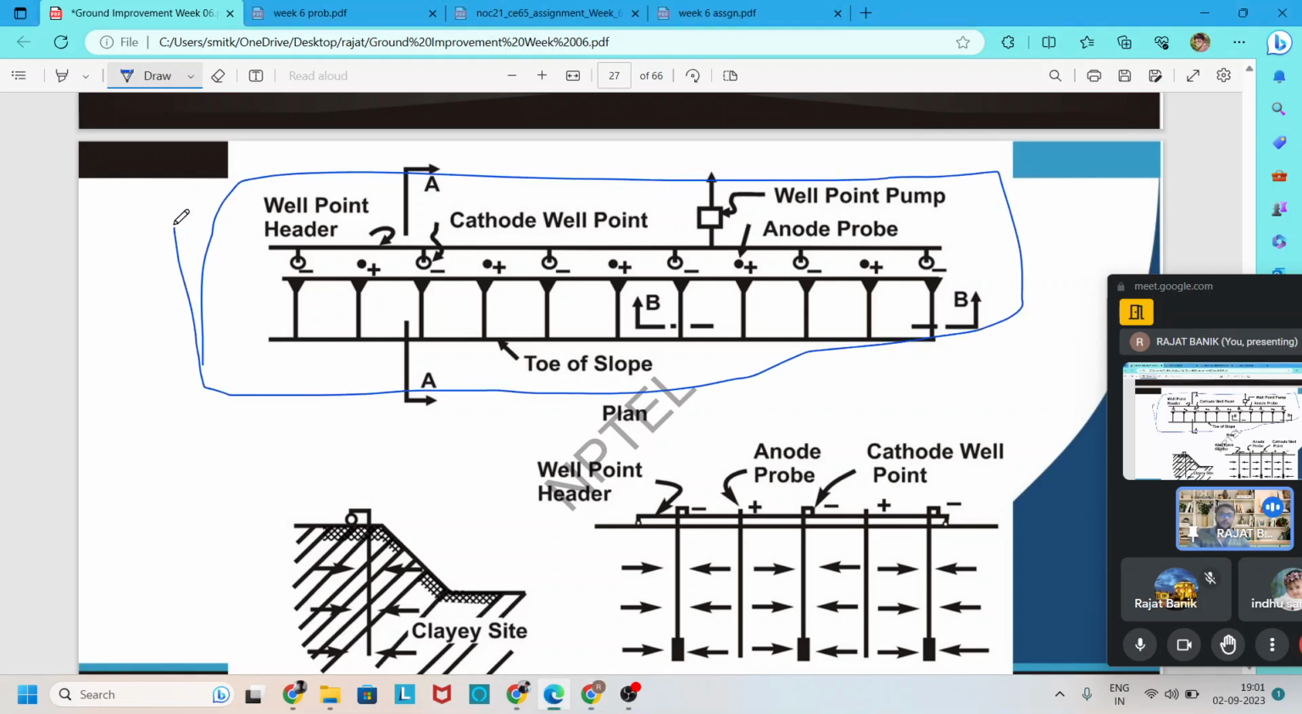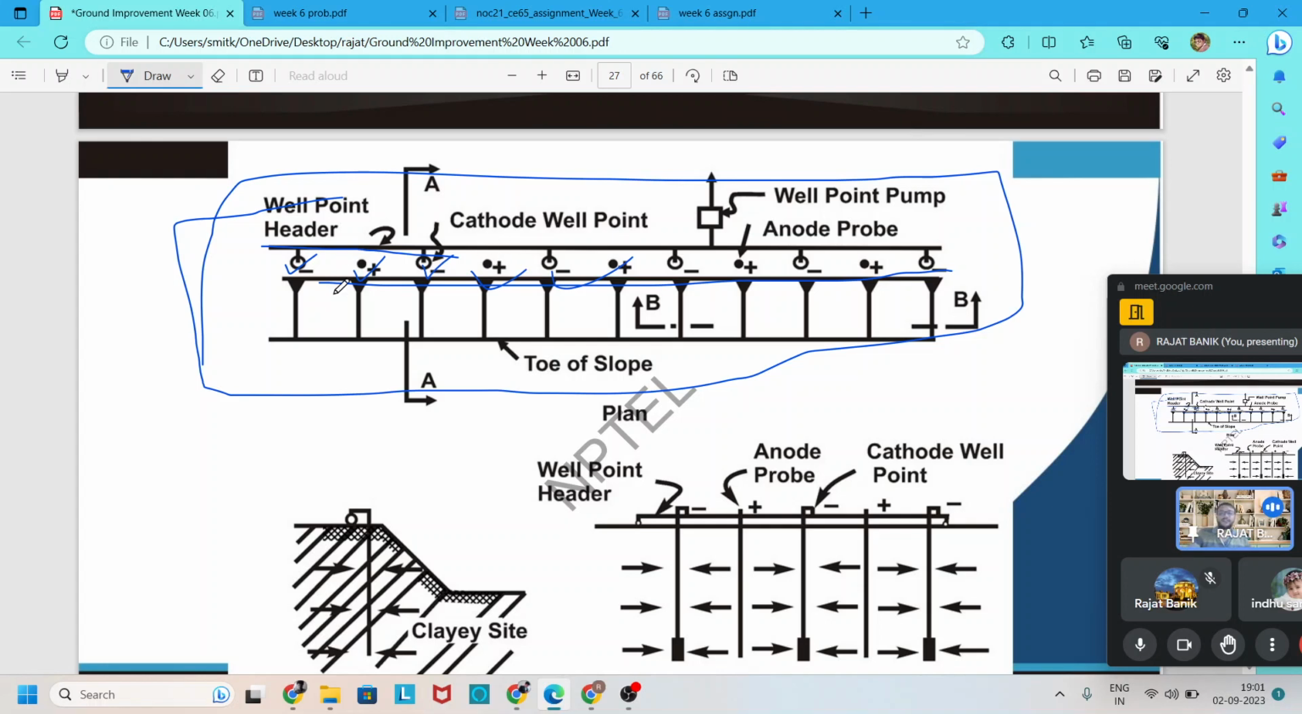From the top view, we can see some cathode, after that anode, and all these cathodes and anodes are connected to an electrical wire, and then a voltage potential is created. We can say an electric gradient is created.